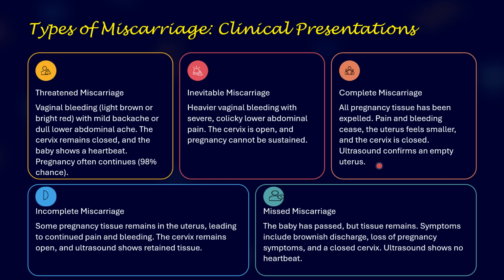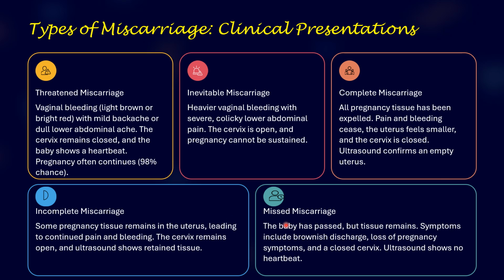Okay, so it is a complete miscarriage. Number four, it is the incomplete miscarriage. Here some pregnancy tissue remains in the uterus. Okay, not all of it is being expelled. Some pregnancy tissue remains in the uterus, leading to continued pain and bleeding. The cervix remains open and the ultrasound shows retained tissue.